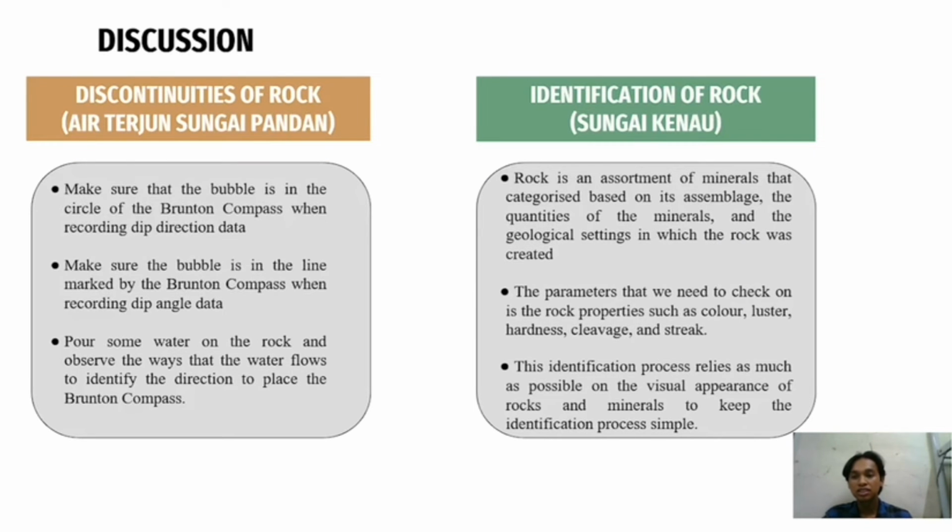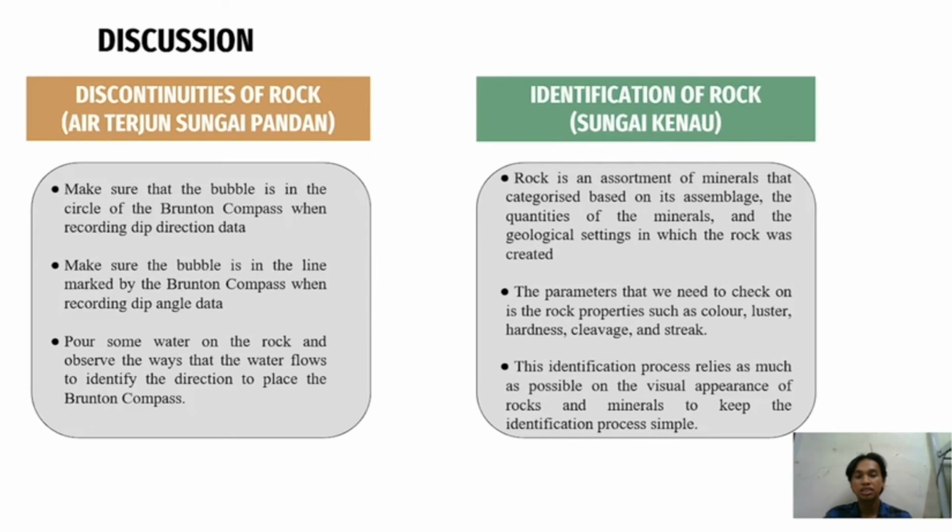For the first one, discontinuities of rock at Air Terjun Sungai Pandan. Make sure that the bubble is in the circle of the Brunton compass when recording dip direction data. And when recording dip angle data, make sure the bubble is on the line marked by the Brunton compass. Pour some water on the rock and observe the way that the water flows to identify the direction to place the Brunton compass if the dip orientation cannot be identified.